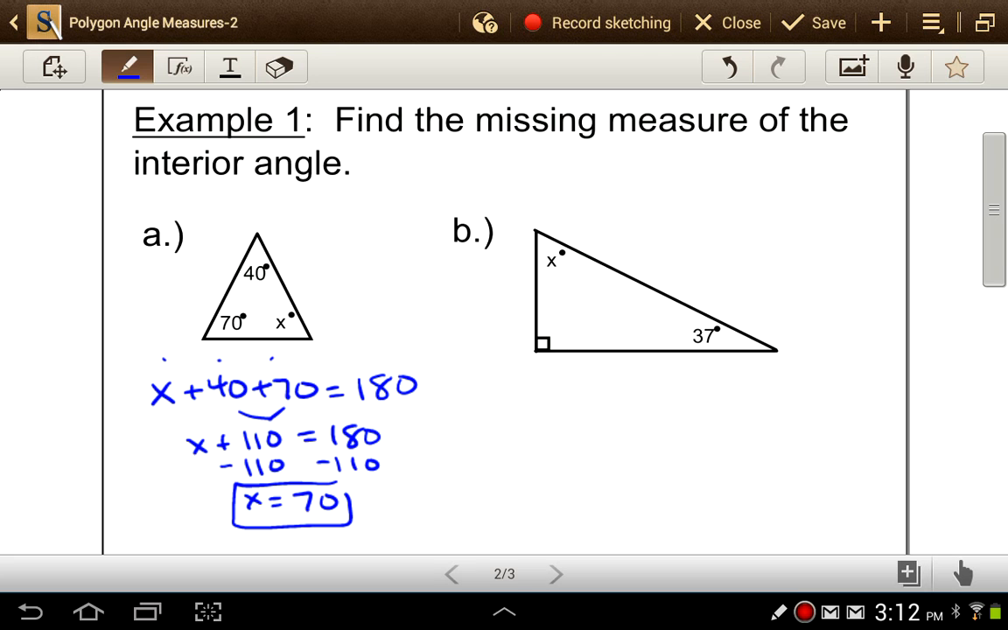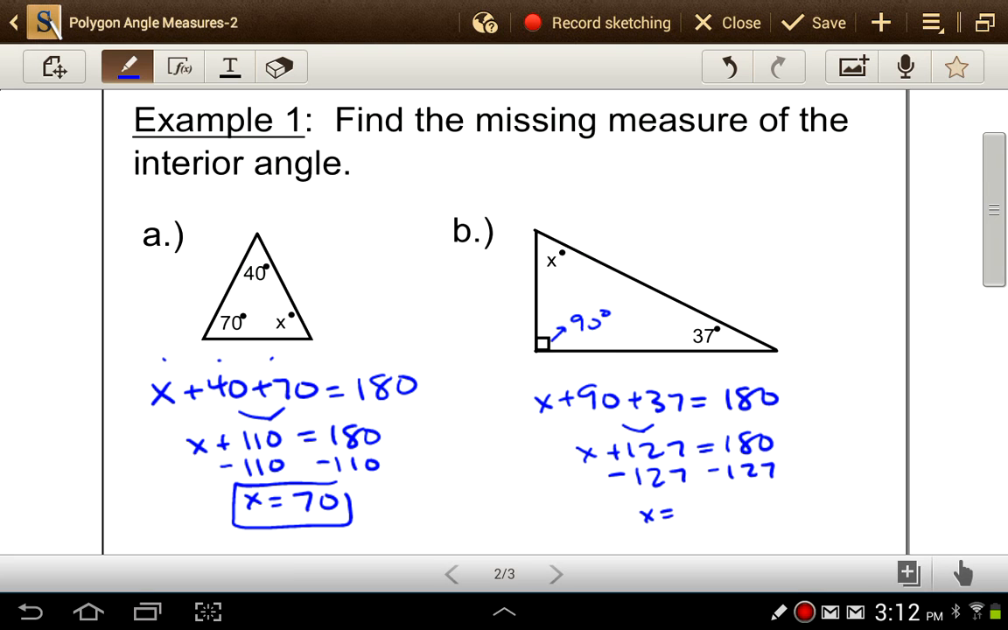For this one, remember, a right angle is 90 degrees, so I have two given to you. So I do x plus 90 plus 37, and that equals 180. Add these together, so I get x plus 127 equals 180. Subtract 127 from both sides, and you get x equals 53. So 53 degrees is my angle measurement, and x equals 53. That's how you do triangles. If you need to pause, go ahead. Otherwise, I'll be moving on to quadrilaterals.